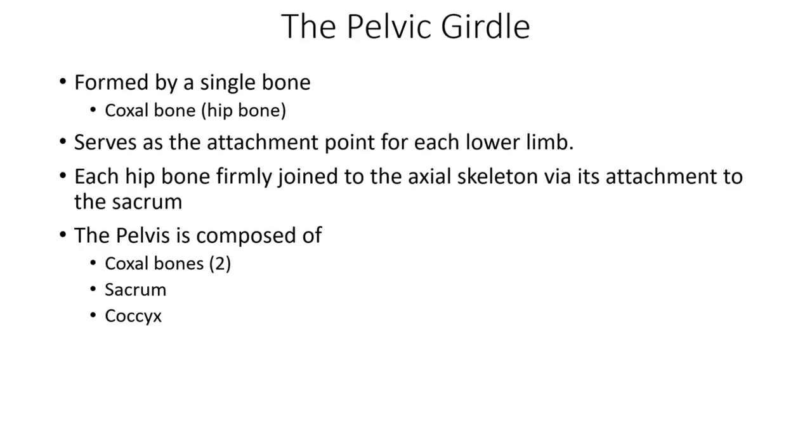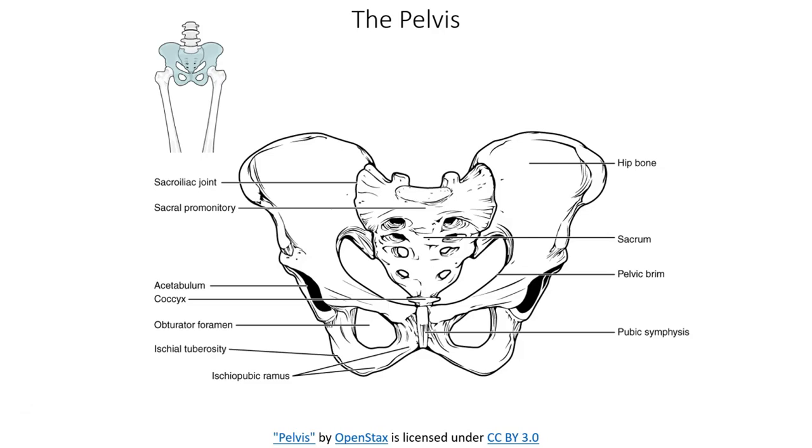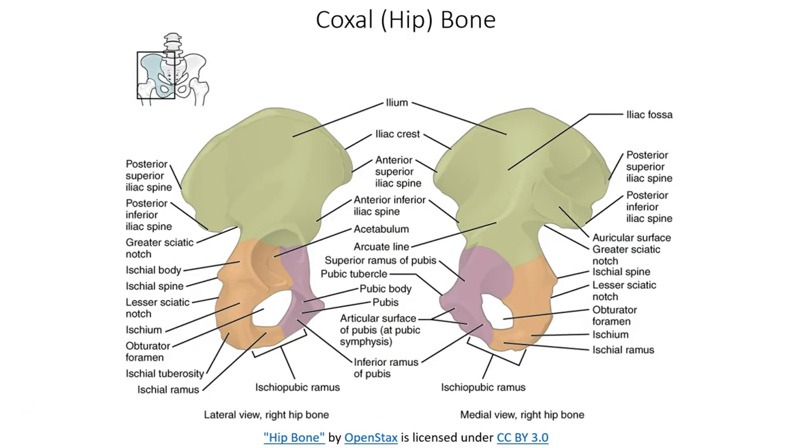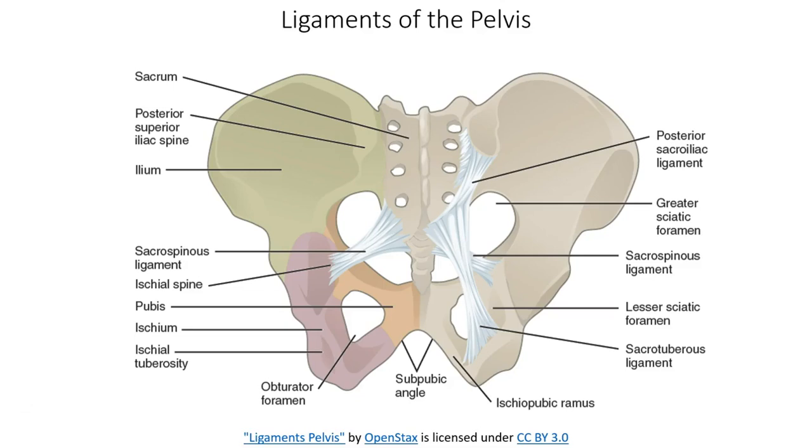Pelvis is made out of those two coxal bones, the sacrum and coccyx. Alright, so that's what we're seeing here. So that sacrum right in here, again, is part of the axial skeleton and not the appendicular skeleton. Alright, we've got our coxal bones here.